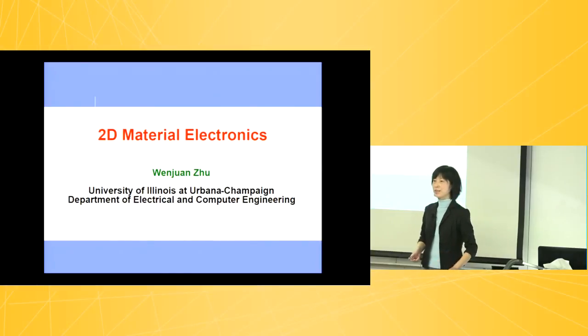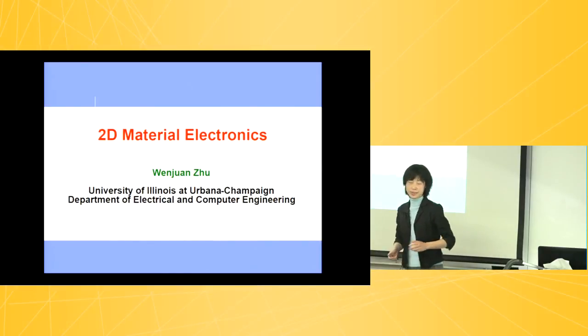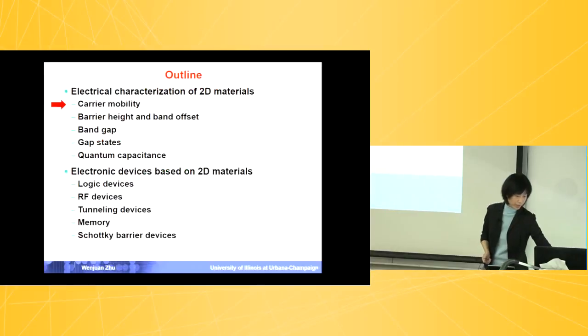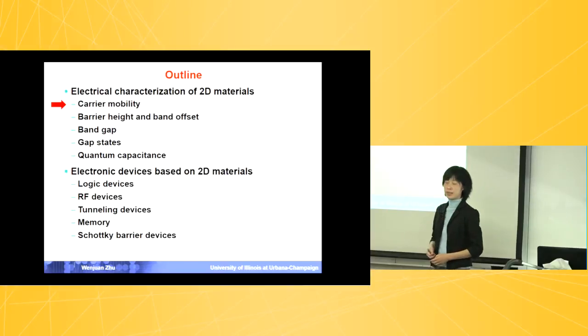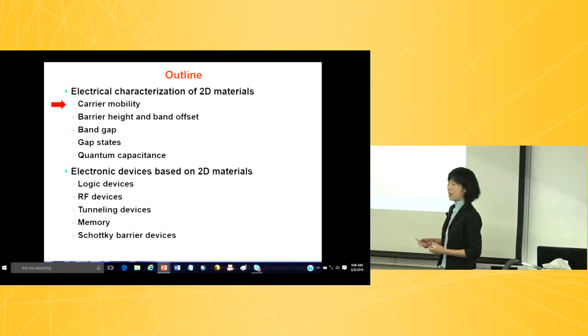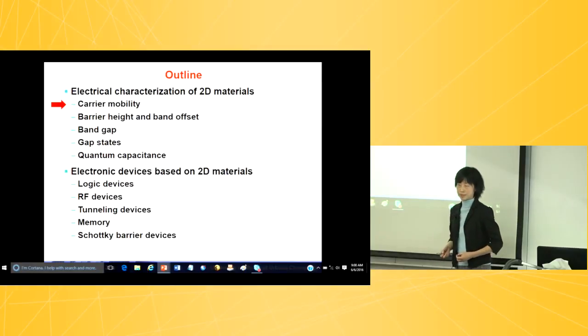Today I'll talk about 2D material electronics. Here I will discuss the primary electrical characterizations on 2D materials and the electronic devices based on 2D materials. On the electrical characterization, I'll discuss the carrier mobility, the band offset, and the barrier height in 2D materials and the heterostructures, the gap states, and the band gap measurement in 2D materials, and the quantum capacitance measurement.